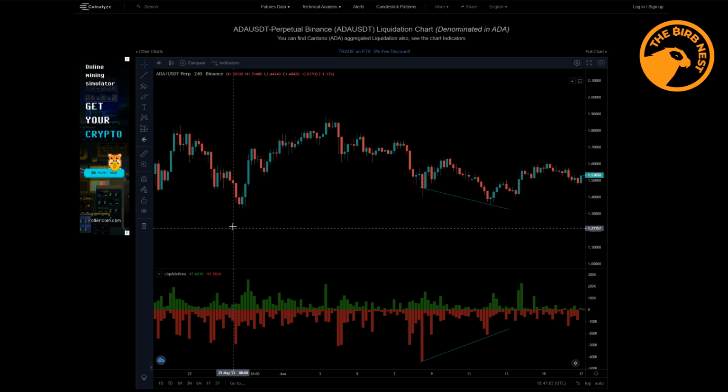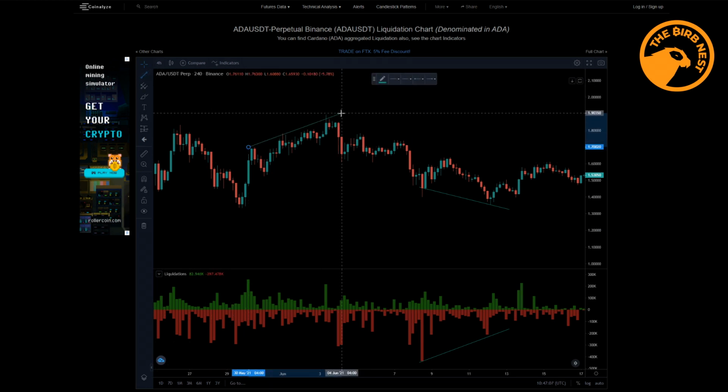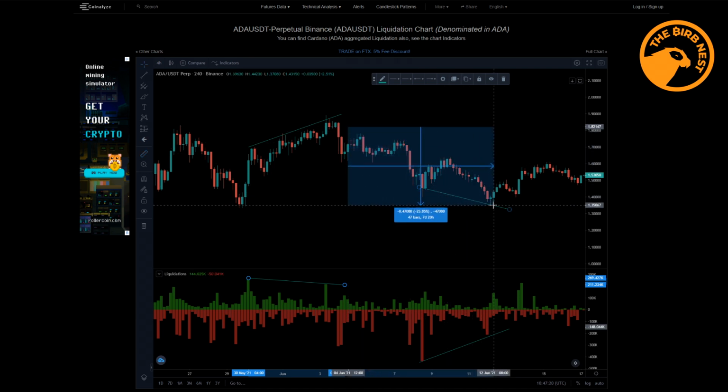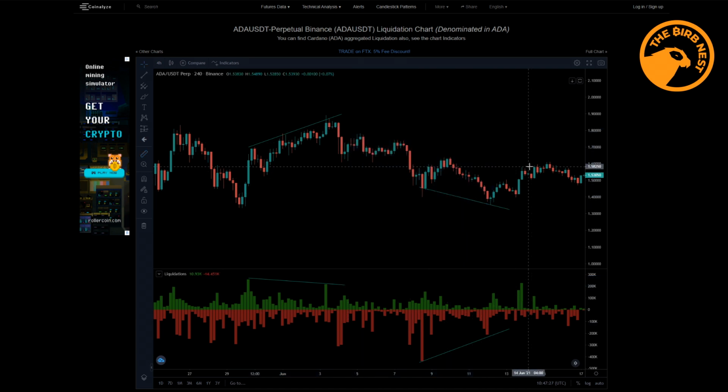The same is true for the short side. As you can see here, price is making a higher high, but liquidations are making a lower high. So there is some divergence, and as you can see, price moves down from there. So also in higher time frames, you can use liquidations to see if liquidity has been taken or selling or buying pressure has been exhausted in this market.